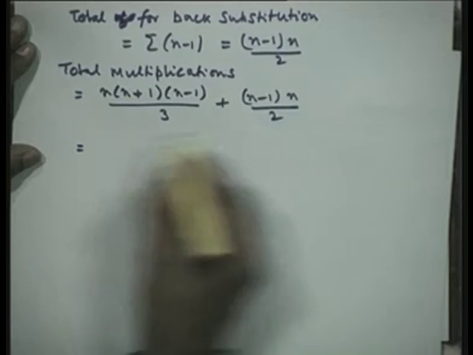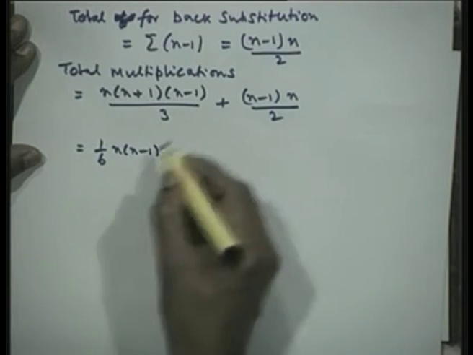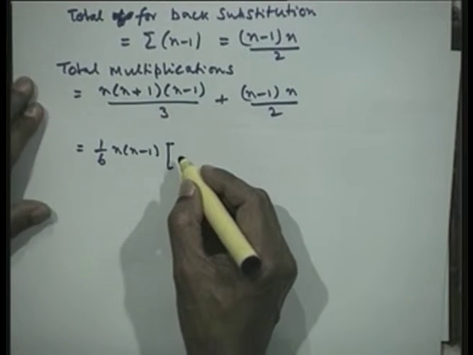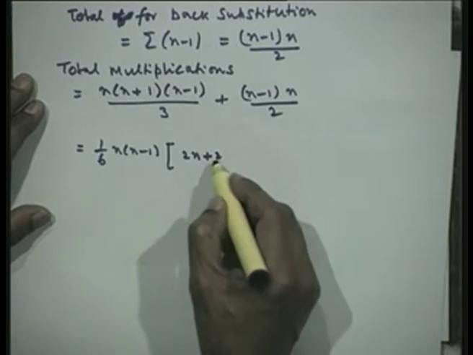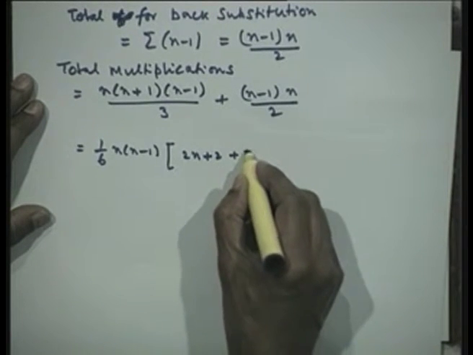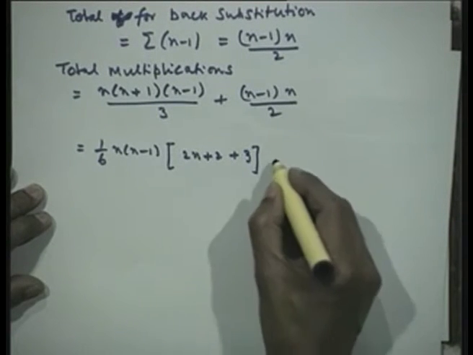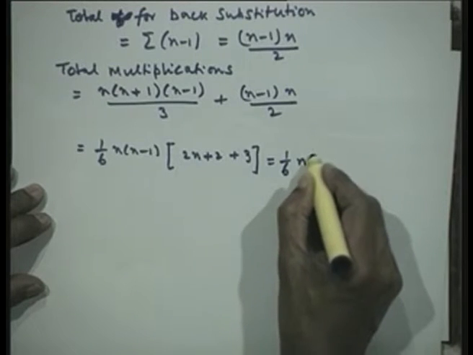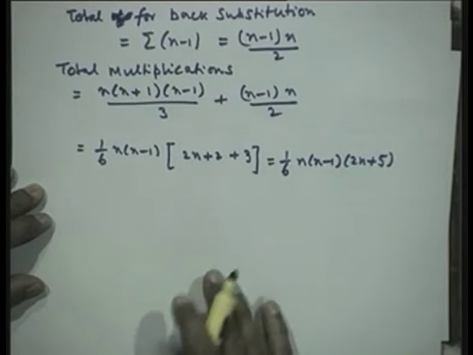Now, let us simplify this. I will take this quantity here. So, let us take 6 outside, n into n minus 1 outside, so that I have here 2 times n plus 2. I have taken n into n minus 1 by 6. So, I will have 2 n plus 2 plus 3, that comes from 3. This is 1 by 6 n into n minus 1 into 2 n plus 5.